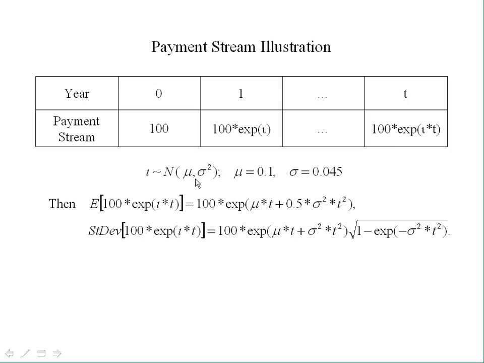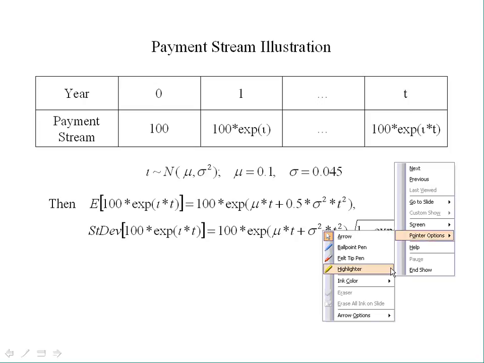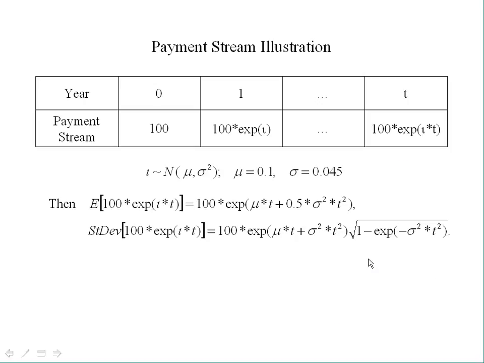You're uncertain about the inflation rate, so you're going to assume that the actual inflation, the true inflation, comes from a normal distribution with mean 10% and standard deviation 4.5%.